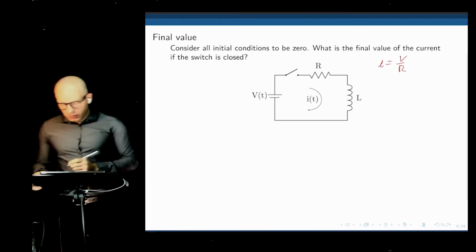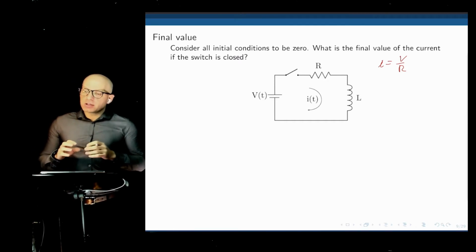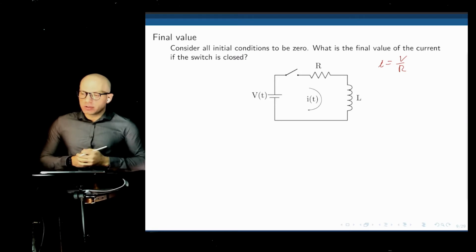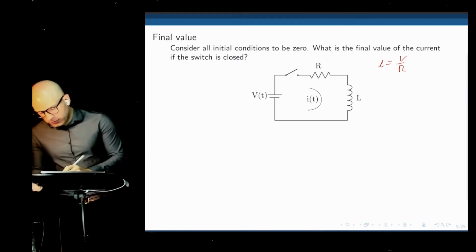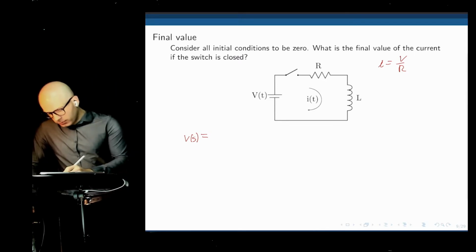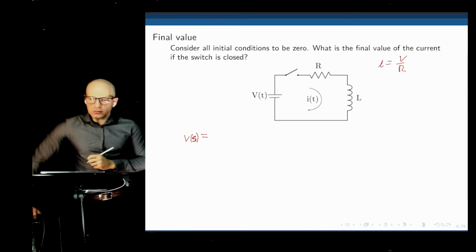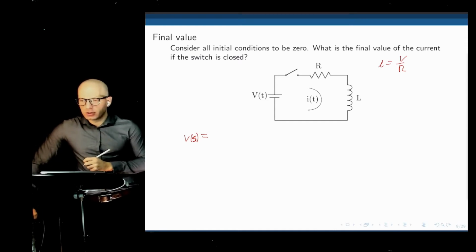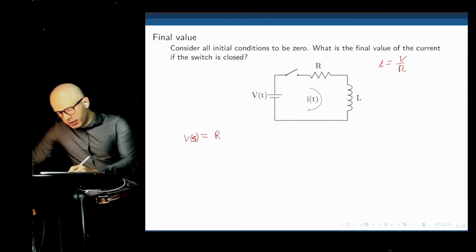So let's apply Kirchhoff's law to the system, and let's apply Kirchhoff's law directly in the frequency domain. So tell me how that would look. V of t becomes V of s, equals the current across the inductor and the resistor. So the resistor is R times I of s.